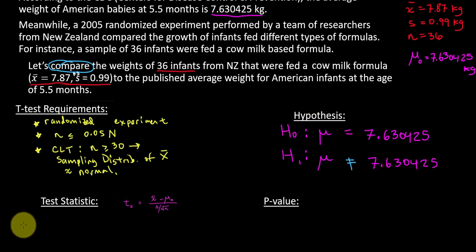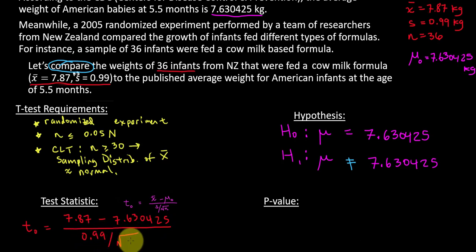Our test statistic, t, the sample mean weight after 5.5 months on this formula. We're going to compare that to the average weight published by the CDC, 7.63 or so kilograms. In the denominator, we need the standard deviation of the sampling distribution, S over square root of n. Let's pump that into a calculator.